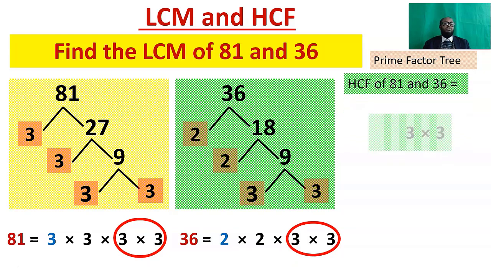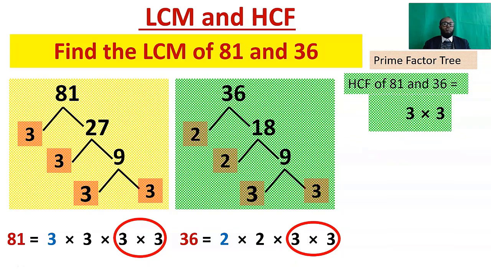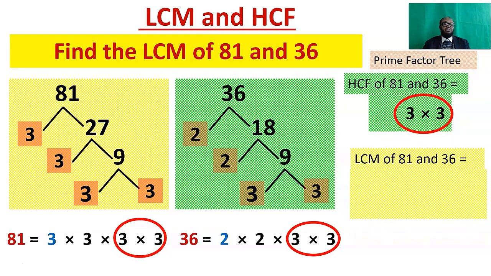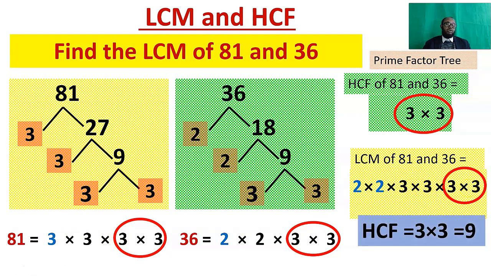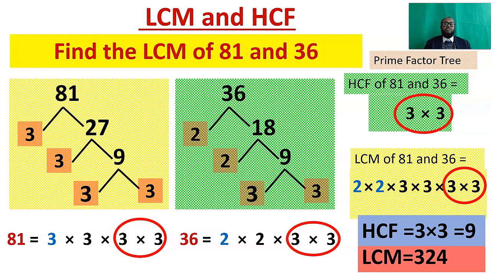Now, that is the HCF. What they have in common is your HCF. So 9 is your HCF. How do we find the LCM? The LCM we can find by taking this and multiplying what is left. For example, in this one there are 2, 2 left, and in this one there are 3, 3 left. So 2, 2 times 3, 3 times what they have in common. And that gives you the HCF is 3 times 3, and the LCM is 324. This is how you find the LCM and HCF at the same time.